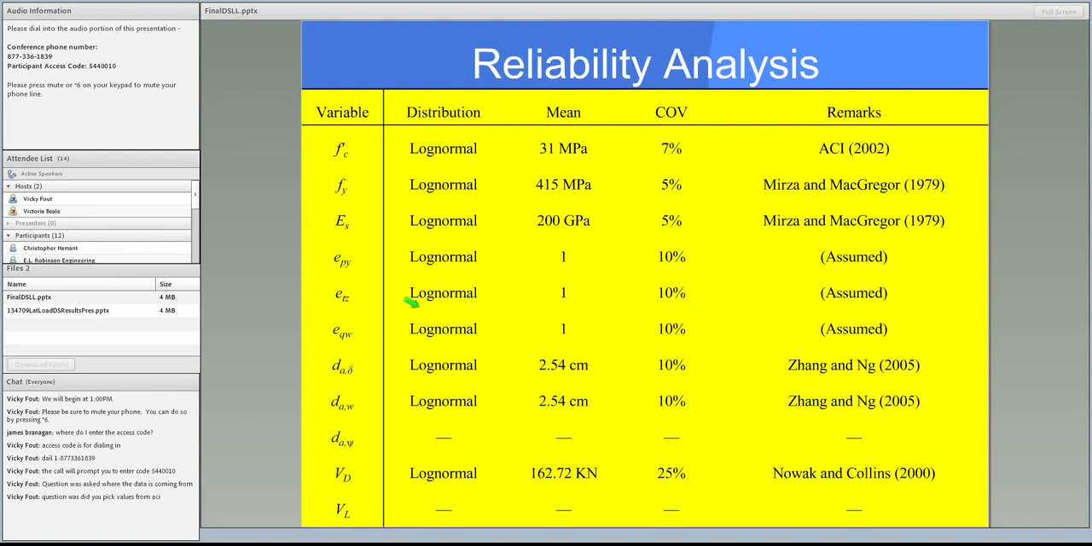And the second thing we would like to talk about is that the PF is the failure probability of the system.